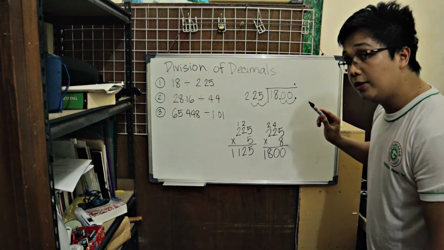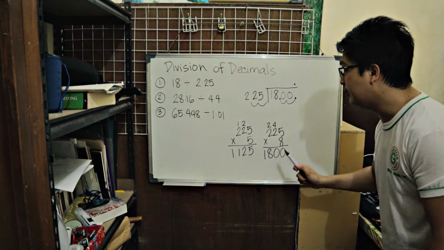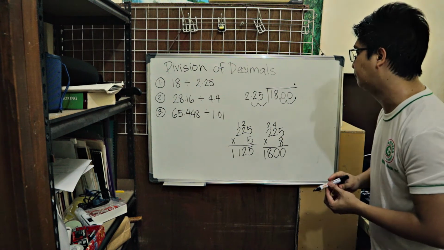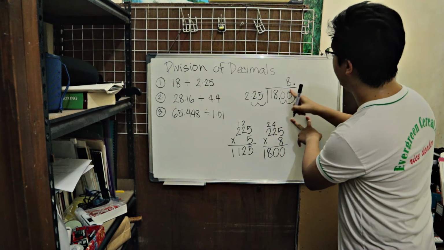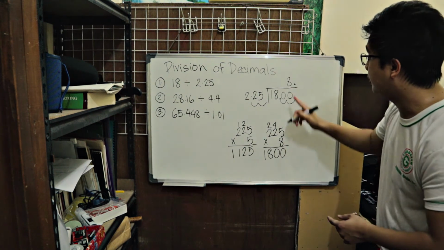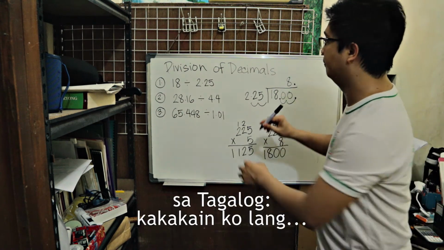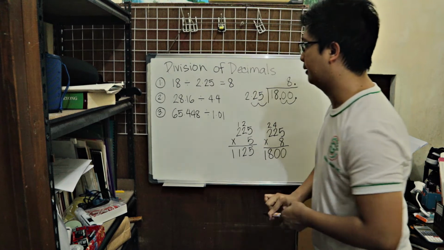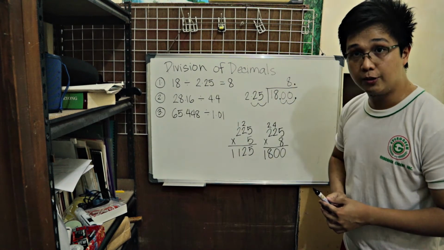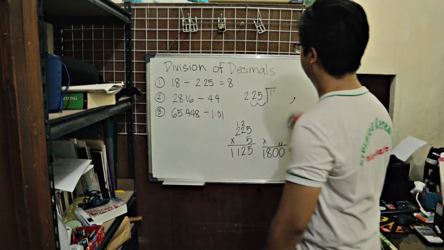But, once you have the number that when you multiply to 225 will give 1,800, ano na yung answer? So, the answer is 8. And then, ang decimal point is to the right. So, meaning your final answer is just 8. So, 18 divided by 2.25 is equal to 8.